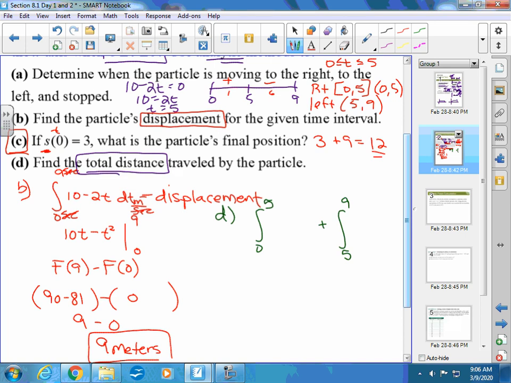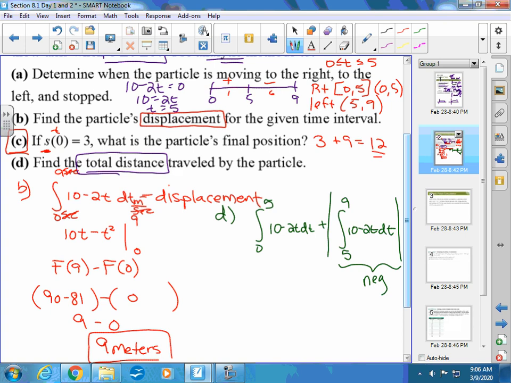The problem is this integral is going to end up being negative because it's moving to the left. And so I'm going to have to change it to positive, because if I want the total distance, and we're talking distance here, I can't count the negative in. The negative just gave me direction. It didn't really give me distance, per se. It just gave me where it was going. So for this right here, I'm just going to say 10 minus 2t dt. I'm going to fill these in now. 10 minus 2t dt.